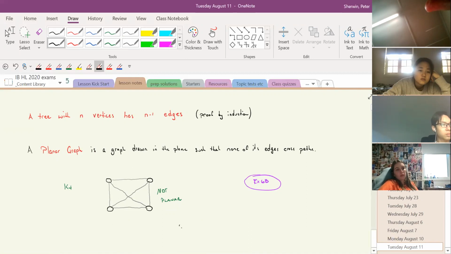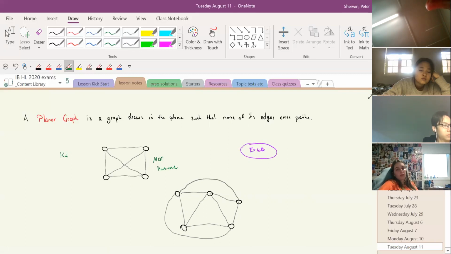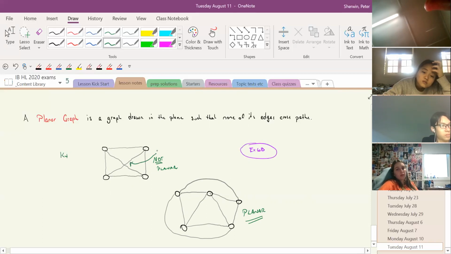Whereas this is all good. It's planar. I can join this guy to this guy. I can join him to him. This is all good. So as long as we don't cross paths, we have a planar graph. So again, that's just another definition to keep in mind for later in the game. Not planar, because of this, they cross paths.